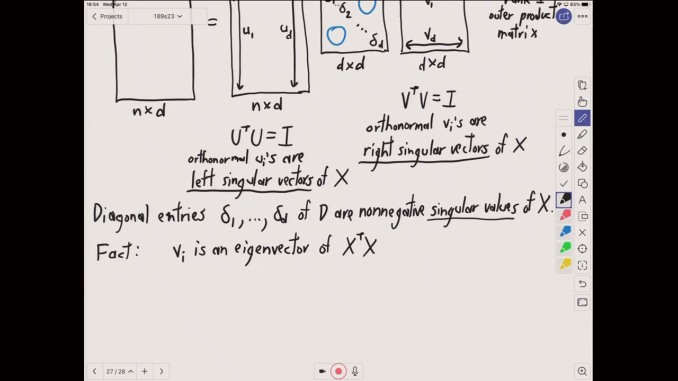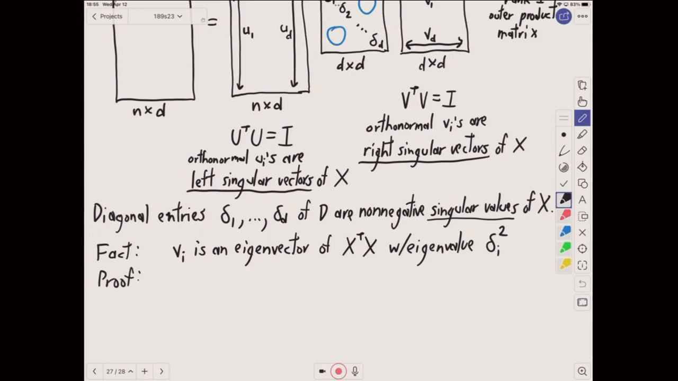So by finding the right singular vectors of X, I have found the eigenvectors of X transpose X. They're the same thing. What are the eigenvalues associated with that? They are the squares of the singular values. So if Vi is a right singular vector of X with value delta i, then it's also an eigenvector of X transpose X with eigenvalue delta i squared.